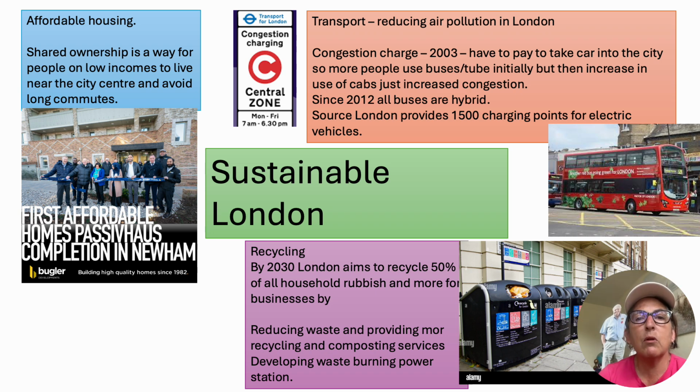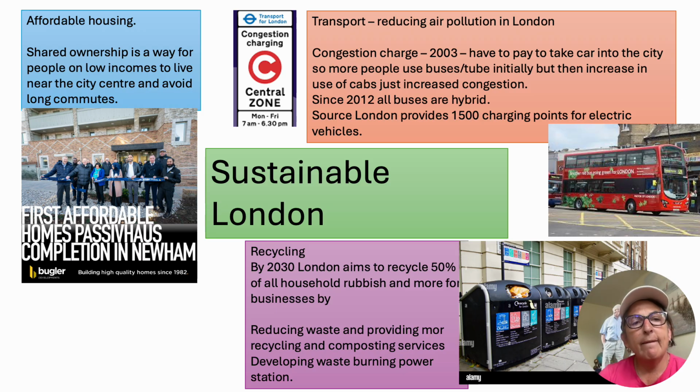You can talk about all the hybrid buses that are in London and all the charging points for electric vehicles. You can also talk about the recycling, which is quite challenging in London, but they do aim to recycle 50% of all household rubbish by 2030. Okay, so there's some things you can include, and also how any of this regeneration does try to include affordable homes.